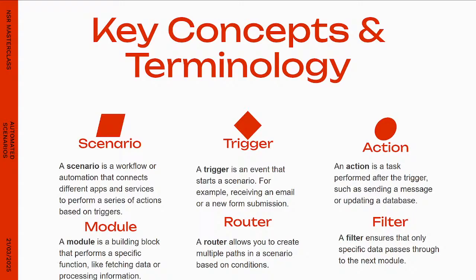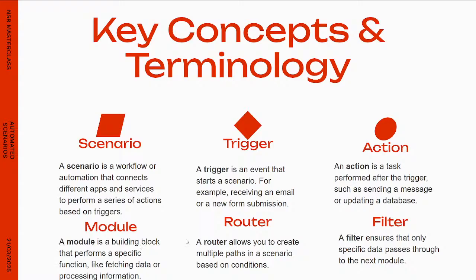A trigger is an event that starts a scenario, for example, receiving an email, receiving a message, or a new form submission. And then an action is a task performed after the trigger. Basically, what happens after the trigger is an action, such as sending a message. A scenario is made up of modules, so those are like the building blocks. A module is a building block that performs a specific function, like fetching data or processing information.